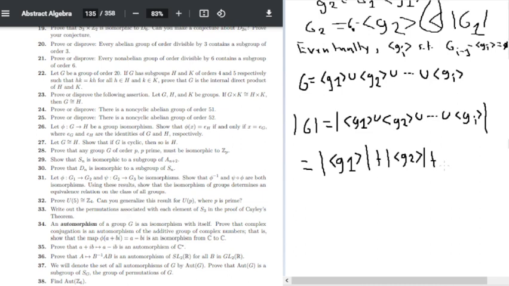Okay, this is gonna be good. This is gonna be very good. Plus the order of G1 ∩ G2, on and on, right?